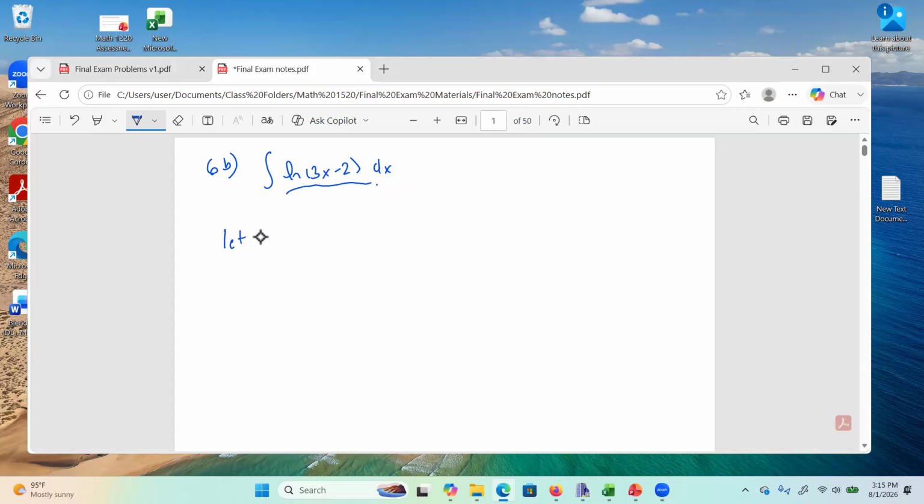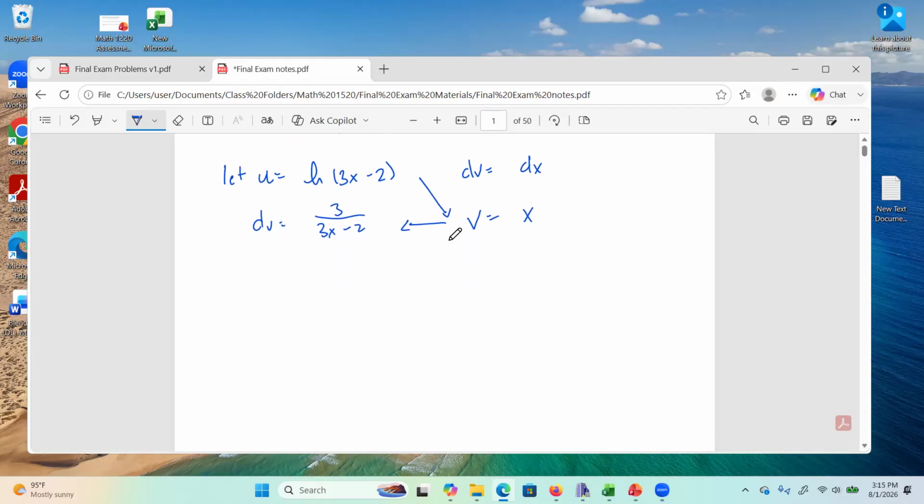So we're going to say let u equal ln of 3x minus 2, du is equal to 3 over 3x minus 2. I took the derivative, so that's 1 over 3x minus 2 times its chain. That's where the 3 came from. We have dv. Well, what's left? We used up the natural log of 3x minus 2. The only thing left is the dx. So v is equal to x. Now we do a little swish and flick here, and we go ahead and apply our integration by parts.